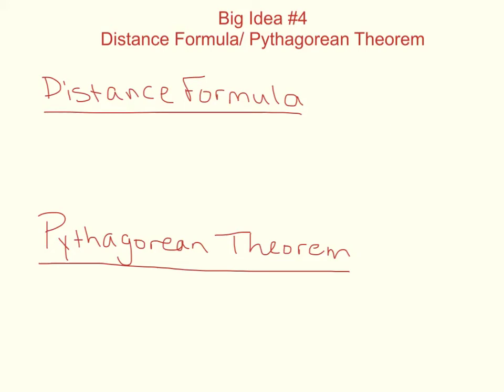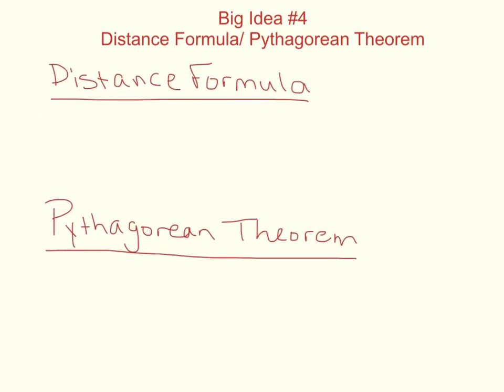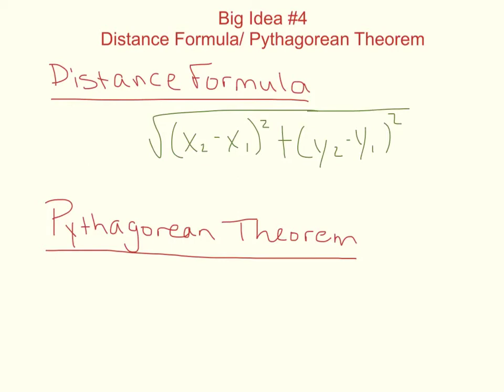Alright, big idea number 4, the distance formula and the Pythagorean theorem. Okay, the distance formula is the square root of x2 minus x1 squared plus y2 minus y1 squared, and then you take the square root of that whole thing. Okay, so that's the distance formula. It's also on the reference sheet, so feel free to look at that and use that often. Okay, so you just need 2 points to find the distance.